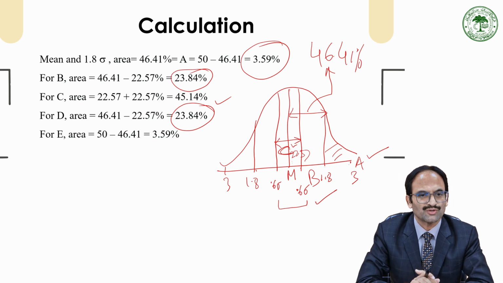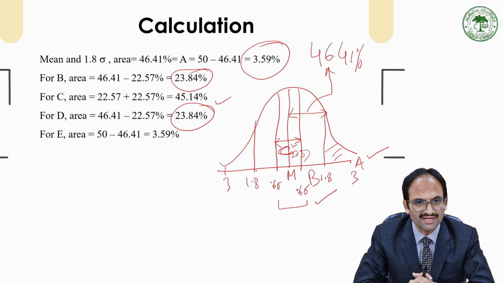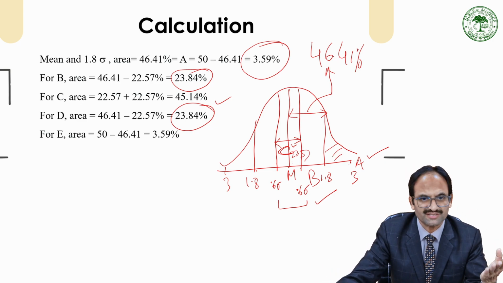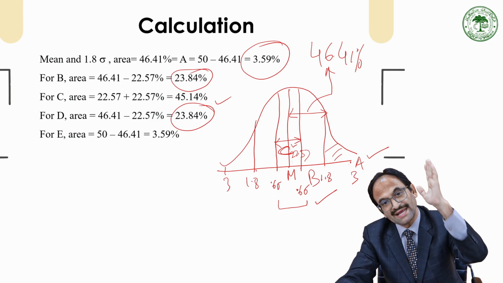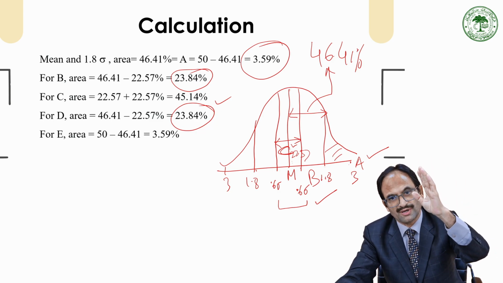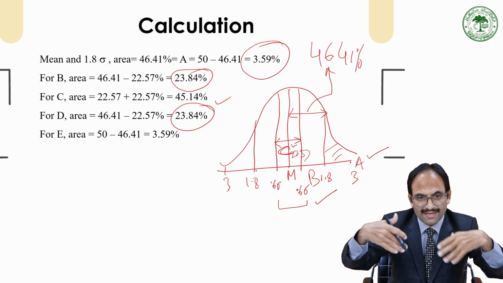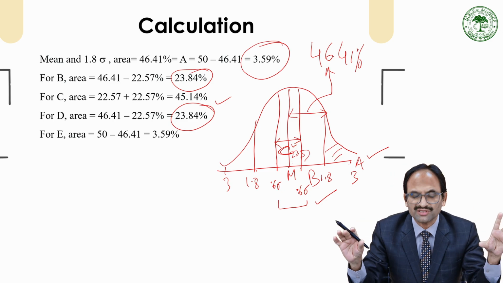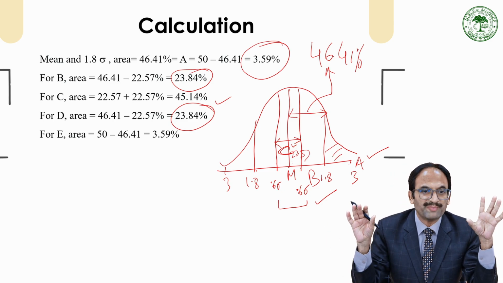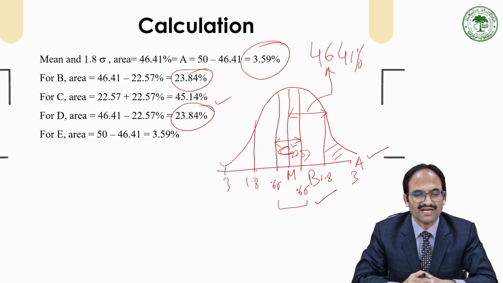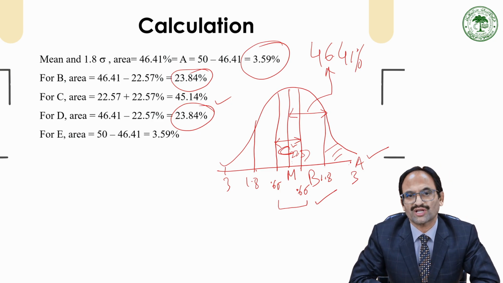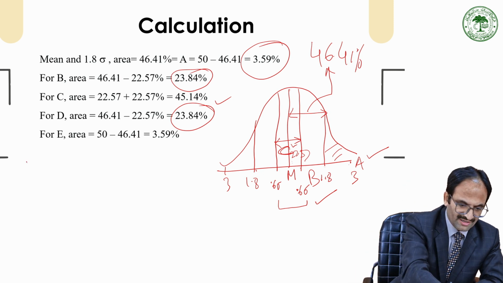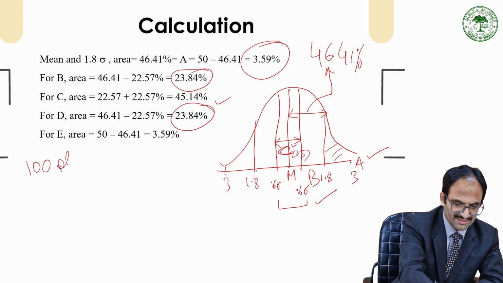Now, let us proceed to the last case, that is for E. So, E case and A case will be almost the same, that is 3.59. Remember, for A you were required to calculate in the same way as you are required to calculate for E. So, A and E both 3.59%, B and D both 23.84%, and C 45.14%.